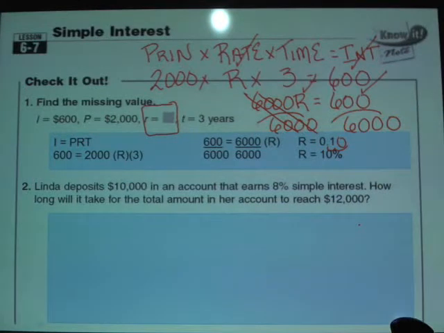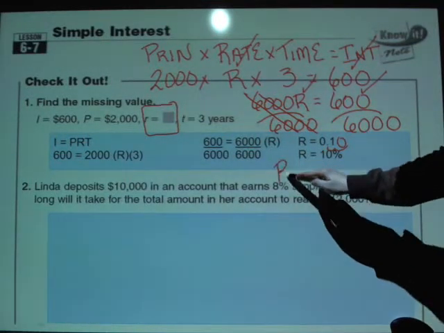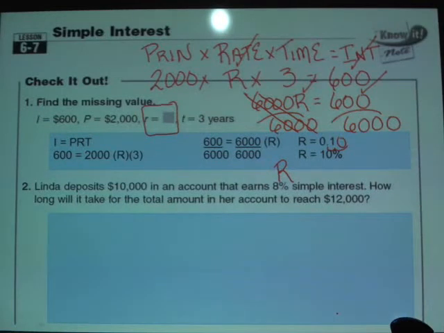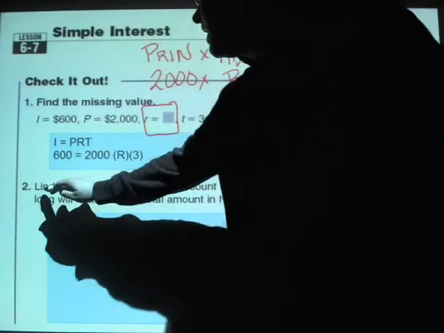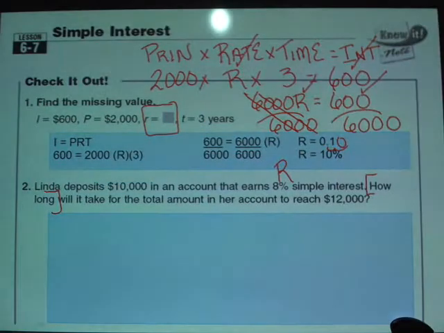Number 2, Linda deposits $10,000 in an account that earns 8% simple interest. How long will it take for the total amount in her account to reach $12,000? All right, so let's see what we got. Clearly we have the rate, 8%. Remember, that's always a percentage, so it's easy to spot. The question here, it's asking me how long. So it's pretty obvious that T, time, we don't know, but we'll find it out.